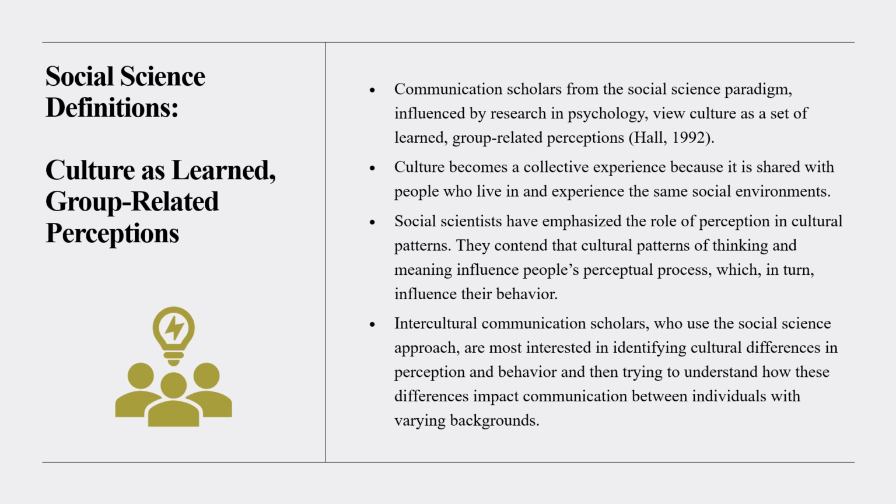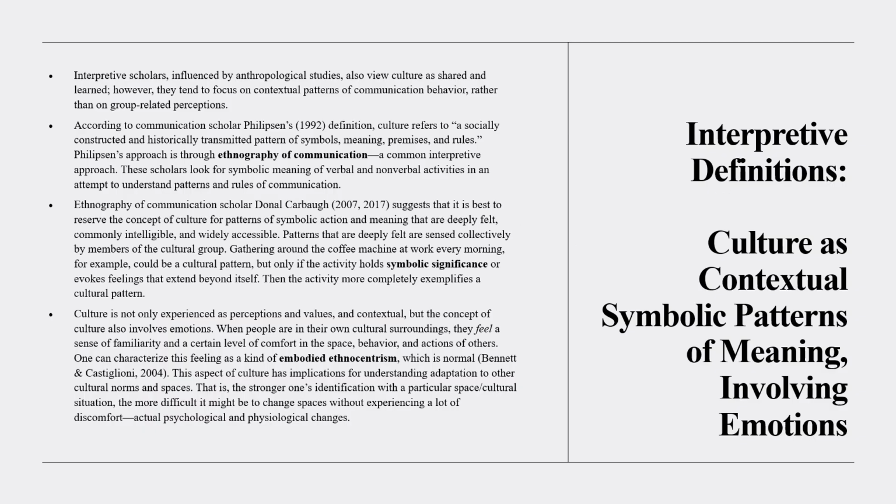So intercultural communication scholars who use a social science approach are most interested in identifying cultural differences in perception and behavior, and then trying to understand how these differences impact communication between individuals with varying backgrounds. So they want to understand what happens or what they think will happen. Remember that social scientists are interested not only in describing, but also in predicting behavior. So what will happen when people of different cultures come together to communicate? Once you have a model of that, then you can develop strategies to improve that intercultural communication.